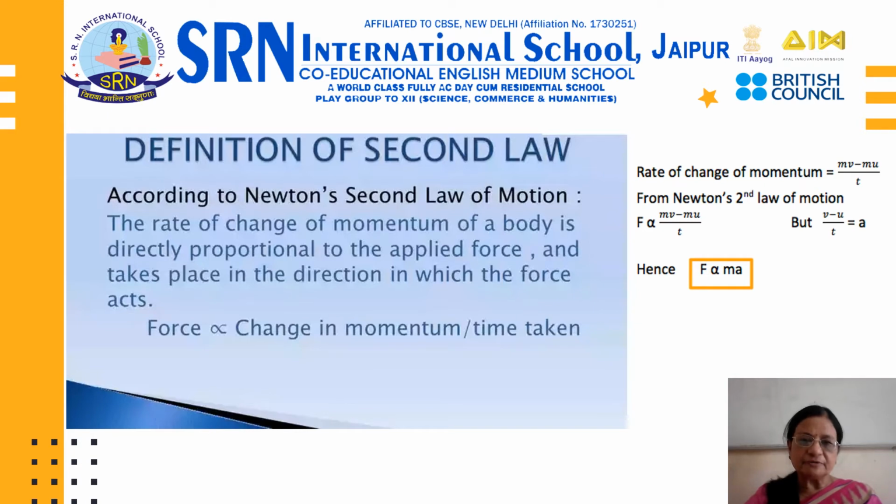Then the rate of change of momentum will be given by mv minus mu upon t, where m is common here. According to Newton's second law of motion, force is directly proportional to the rate of change of momentum, that is m(v minus u) upon t. Now (v minus u) upon t is the acceleration. Therefore, F is directly proportional to m into a, where m is the mass and a is the acceleration of that body. So this is the mathematical expression of the second law of motion, that is F is equal to ma.